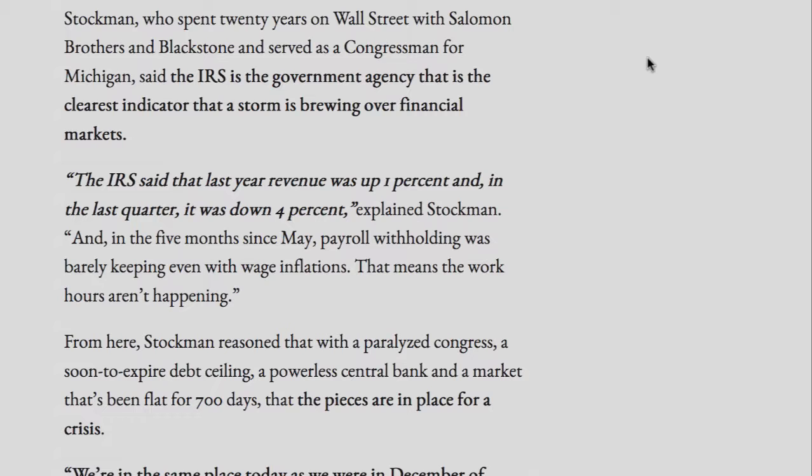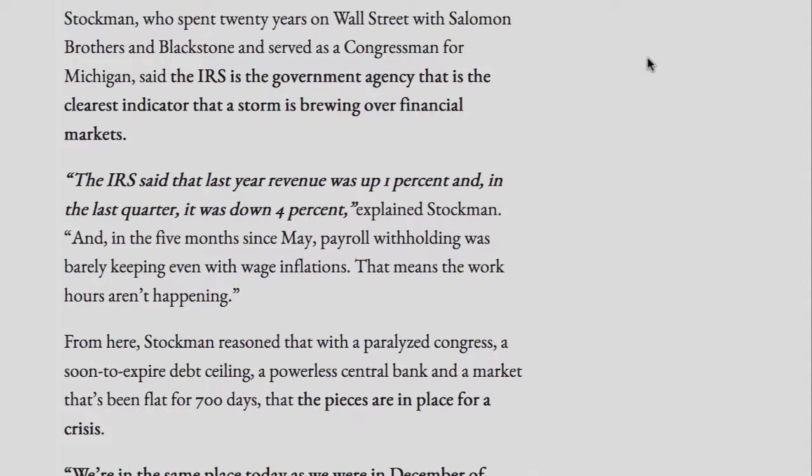Stockman, who spent 20 years on Wall Street with Salomon Brothers and Blackstone and served as a congressman for Michigan, said the IRS is the government agency that is the clearest indicator that a storm is brewing over financial markets. The IRS said that last year revenue was up 1%, and in the last quarter it was down 4%, explained Stockman. And in the 5 months since May, payroll withholding was barely keeping even with wage inflations. That means the work hours aren't happening.